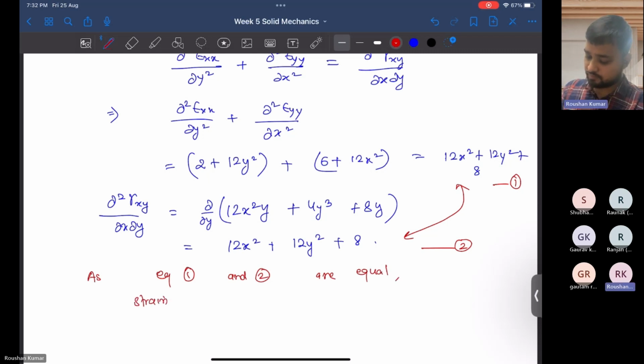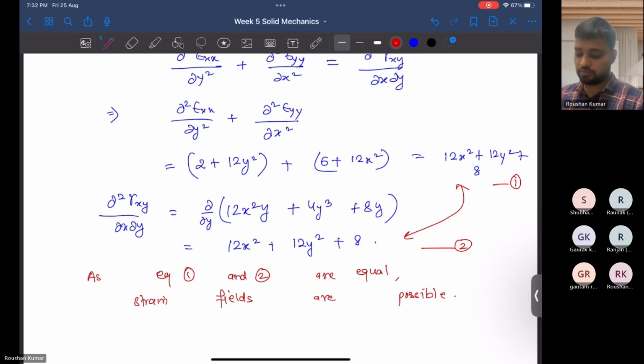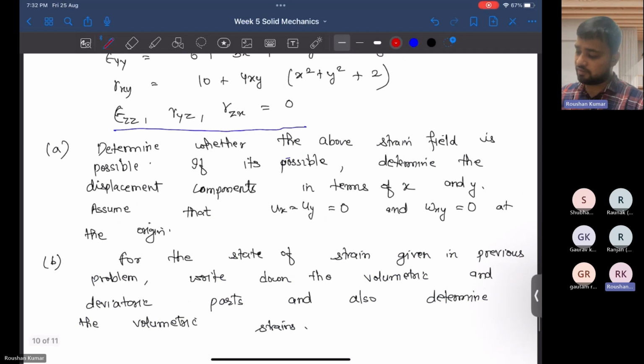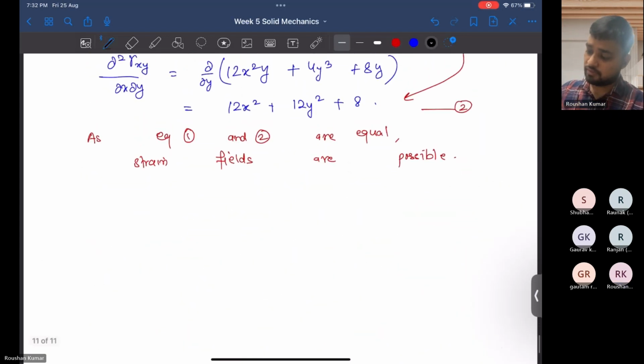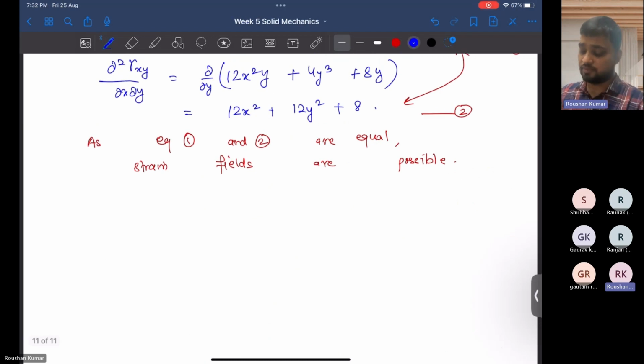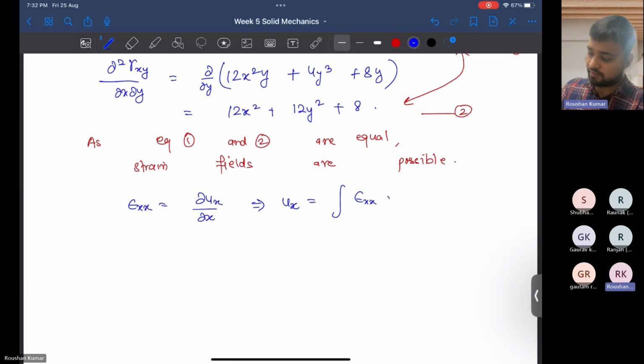strain field are possible. So this is the first part, and the question says, if it is possible, determine also the displacement component in terms of x and y. So we know the strain in terms of displacement, that is epsilon xx is given by ∂ux/∂x, which gives us ux equal to the integral of epsilon xx dx.